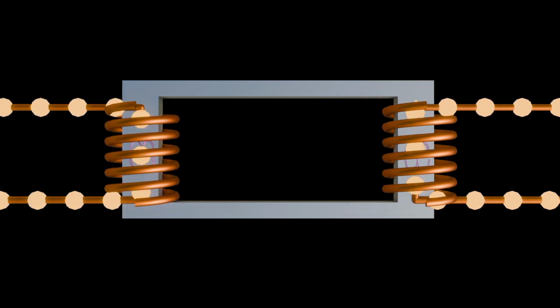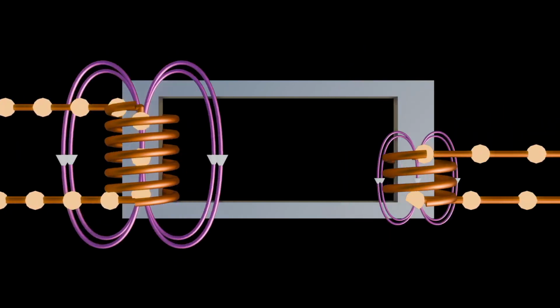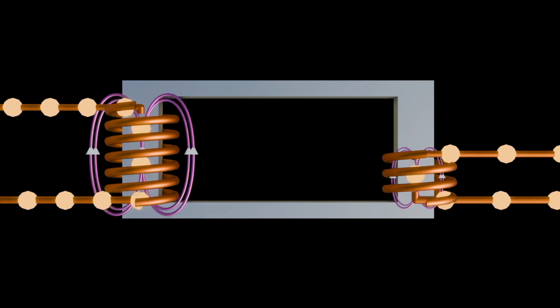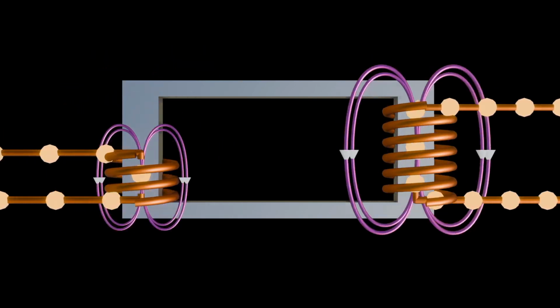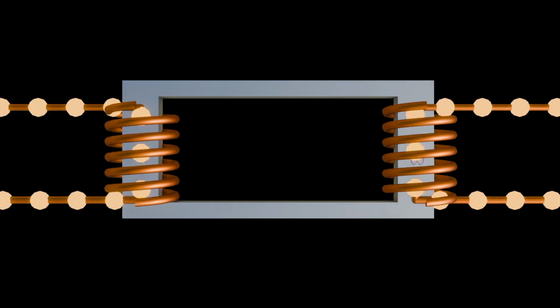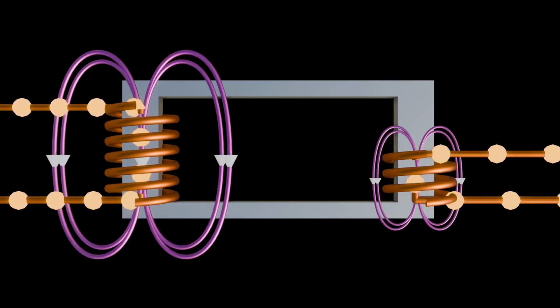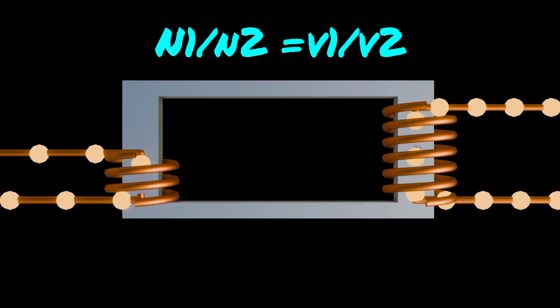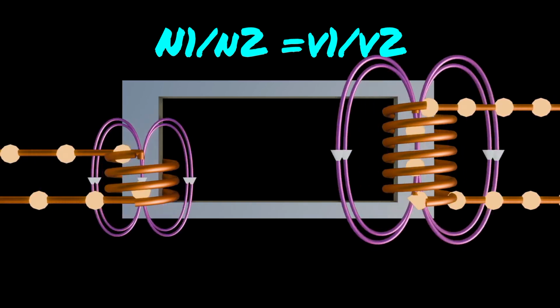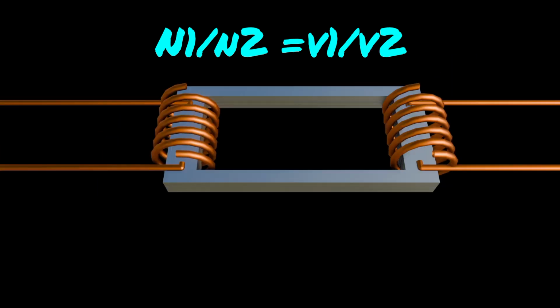Additionally, the turns ratio N1 to N2, defined as the ratio of the number of turns in the primary coil N1 to the number of turns in the secondary coil N2, is related to the voltage ratio V1 and V2. N1 over N2 is equal to V1 over V2. Hence, the turns ratio determines whether the transformer steps up or steps down the voltage.